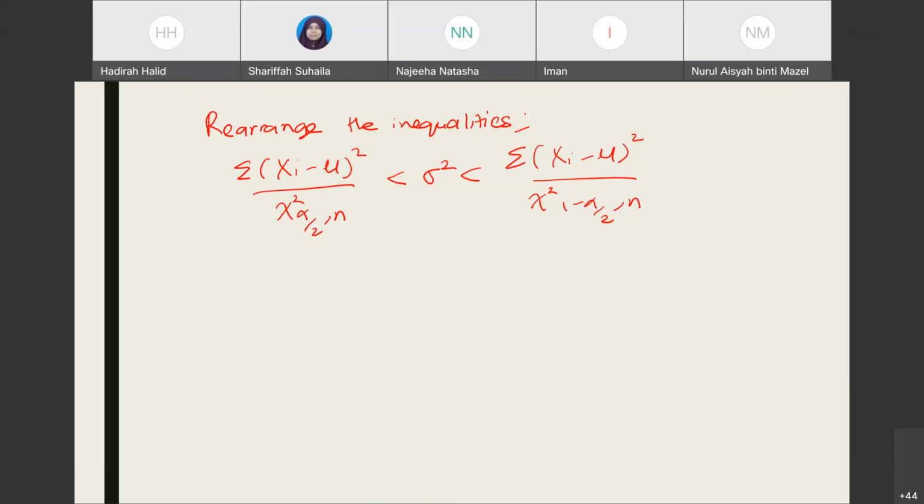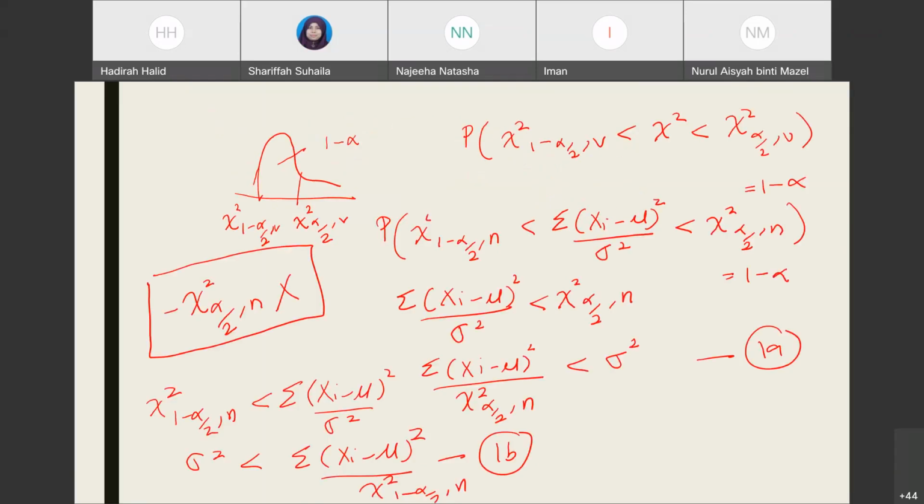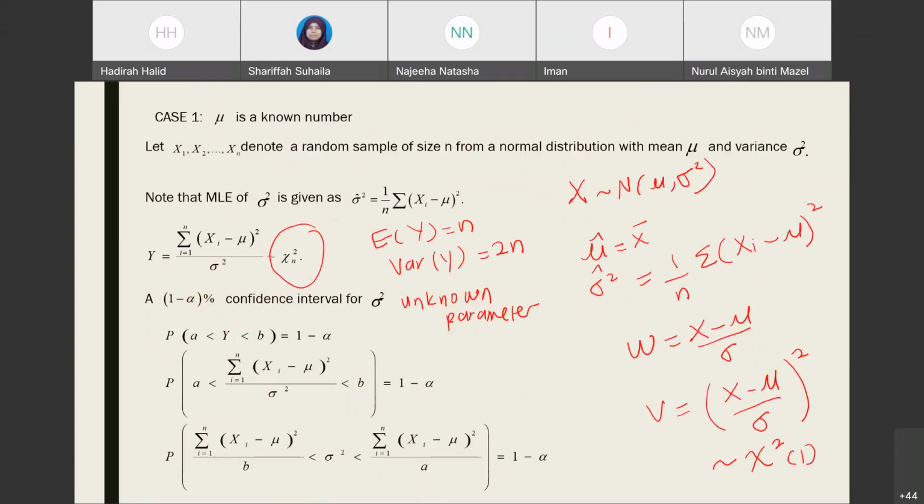This is for the case where mu is a known number. So we have case 1, mu is a known number. All of this, your random sample is coming from a normal distribution with mean mu and variance sigma square. So the MLE for sigma square, sigma square hat, is 1 over n summation xi minus mu square.